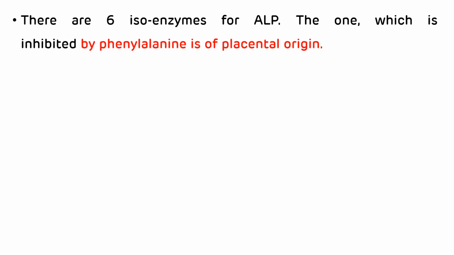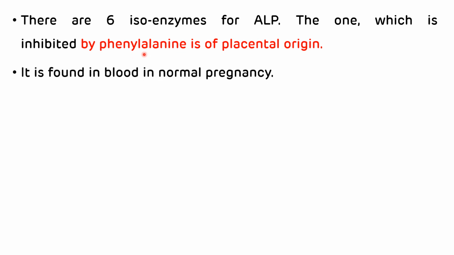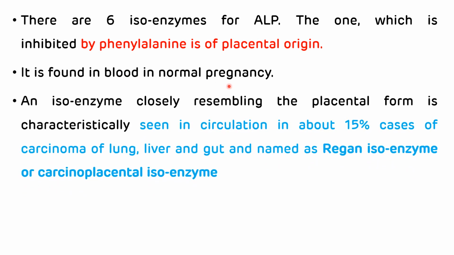And there are 6 isoenzymes of ALP. The one which is inhibited by phenylalanine is of placental origin, and it is found in blood in normal pregnancy. An isoenzyme closely resembling the placental form is characteristically seen in circulation in about 15% of cases of carcinoma of lung, liver and gut, and it is named the Regan isoenzyme or carcinoplacental isoenzyme.